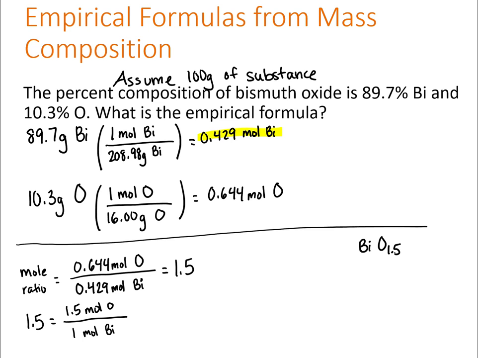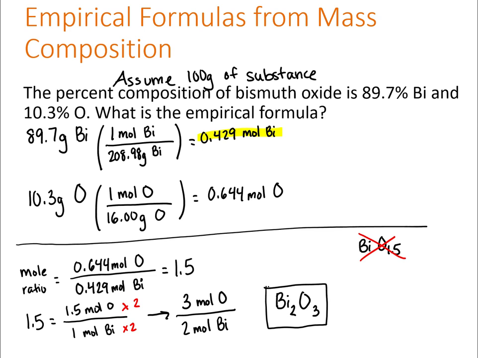There's something wrong with that. 1.5 is not a whole number. So we're not done here. We need to find the lowest common denominator between these two. More often than not, if you multiply by 2, you'll get a whole number. So our whole numbers are 3 moles of oxygen and 2 moles of bismuth. And that is our empirical formula. Let me know if you have questions or if you're ready to move on.